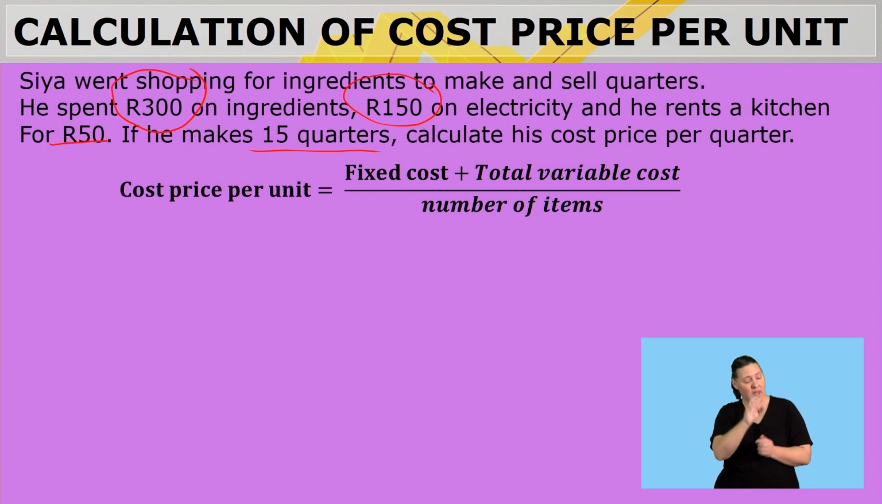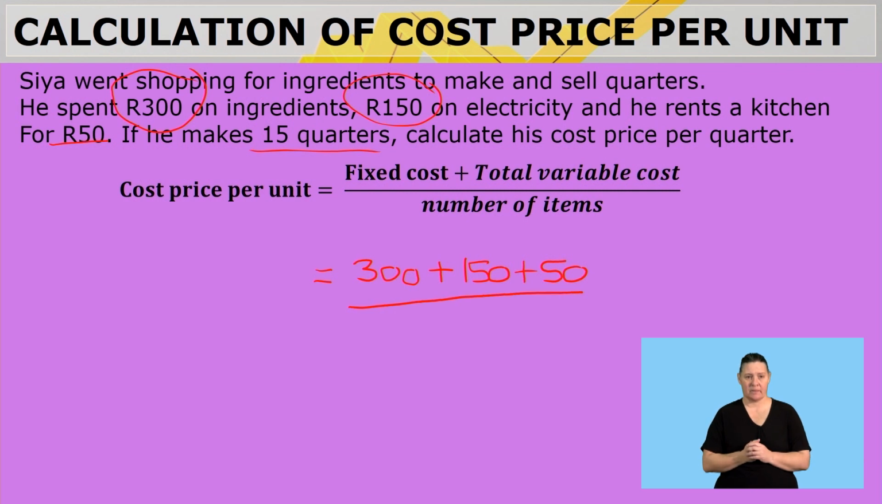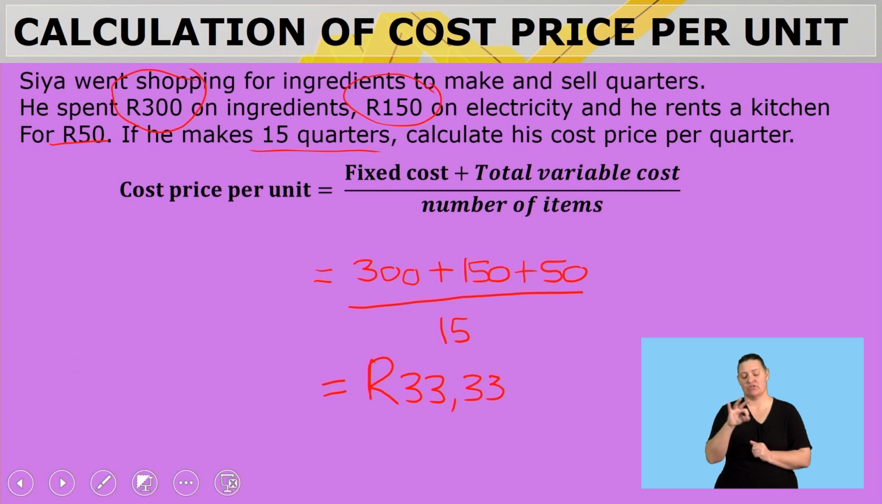First we are going to add all those costs: the 300 Rand of the ingredients plus the 150 of the electricity and also the 50 Rand for the kitchen. And then we're going to divide it by 15 because that is the number of quarters that he will produce. And then we'll see it's 33 Rand and 33 cents per quarter.